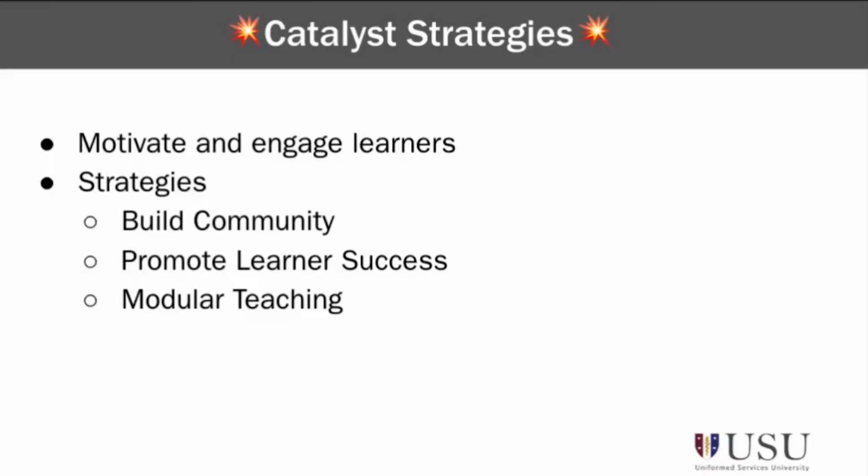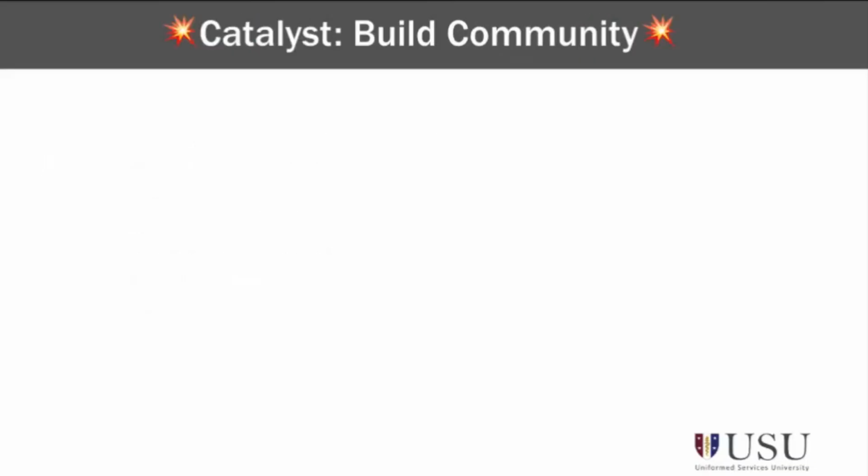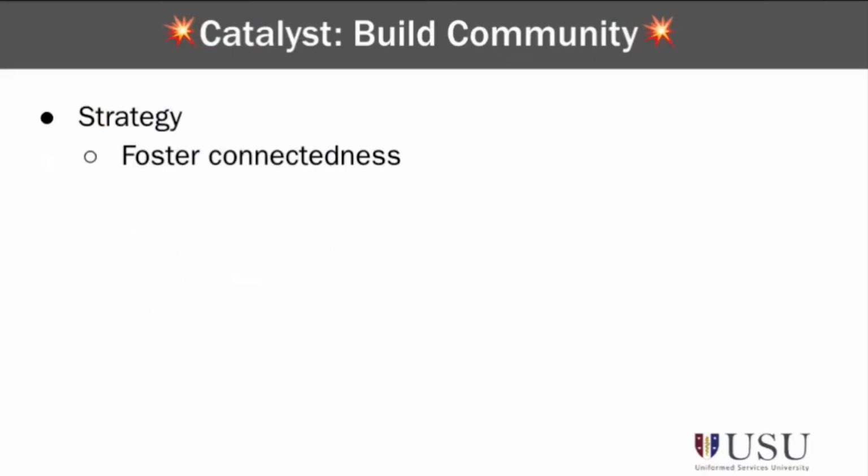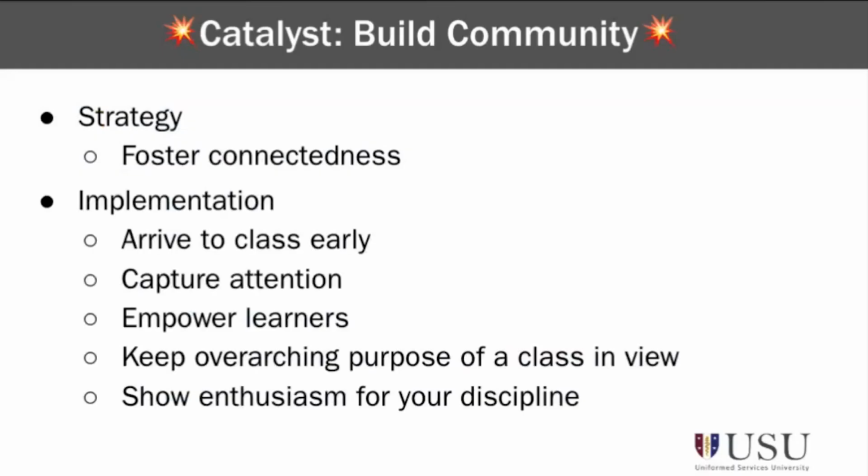So we're going to look at three different strategies today. The first one is build community. The second one, promote learner success. And the third one, modular teaching. And so this first strategy, build community, is really meant to foster connectedness. And there are lots of ways that you can build community in your classroom, but here are just a few.